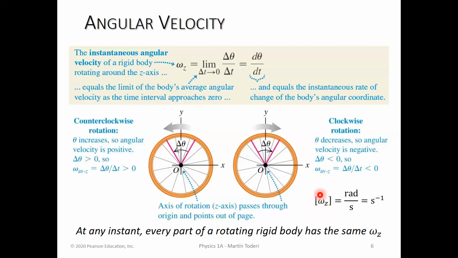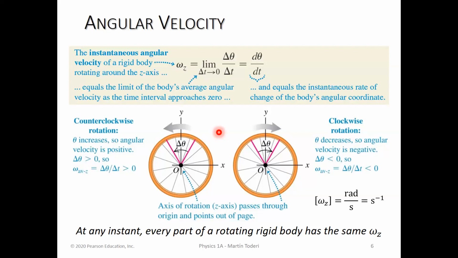Well, the units of this angular velocity are radians per second, and we can write that as second to the -1, right? Because basically radians are dimensionless. Okay. An important consideration is that at any instant, every part of a rotating rigid body has the same angular velocity. Because again, the particles composing the rigid body are not changing the distance between each other.